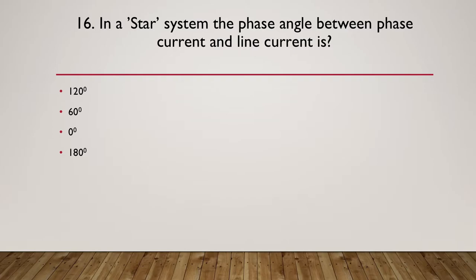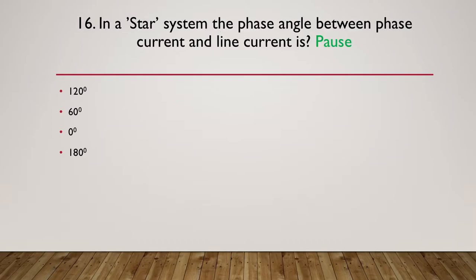Question 16. In a star system, the phase angle between the phase current and the line current is, and the options are 120 degrees, 60 degrees, 0 degrees, or 180 degrees. So again, in a star system, the phase angle between the phase current and line current, what's the angle? So pause here.